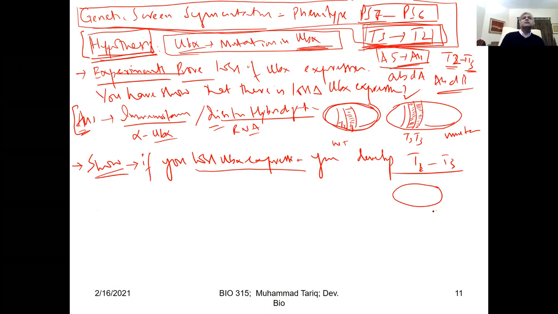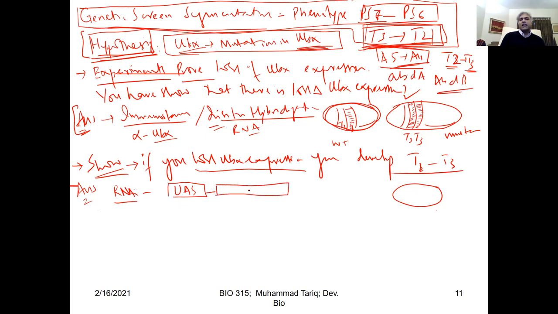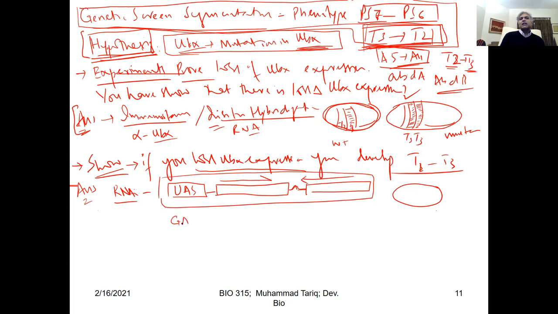So, sir, we can knock down the level of UBX in wild type by using RNAi. Very good. You will use the RNAi strategy, and in flies you have a specific genetic tool called the UAS-Gal4 system. So you clone the double-stranded RNA: you clone the UBX gene first in forward, then antisense orientation with a spacer under UAS sites. You will make transgenic flies. These transgenic flies you will cross with a Gal4 driver. Gal4 is a yeast transcription factor.